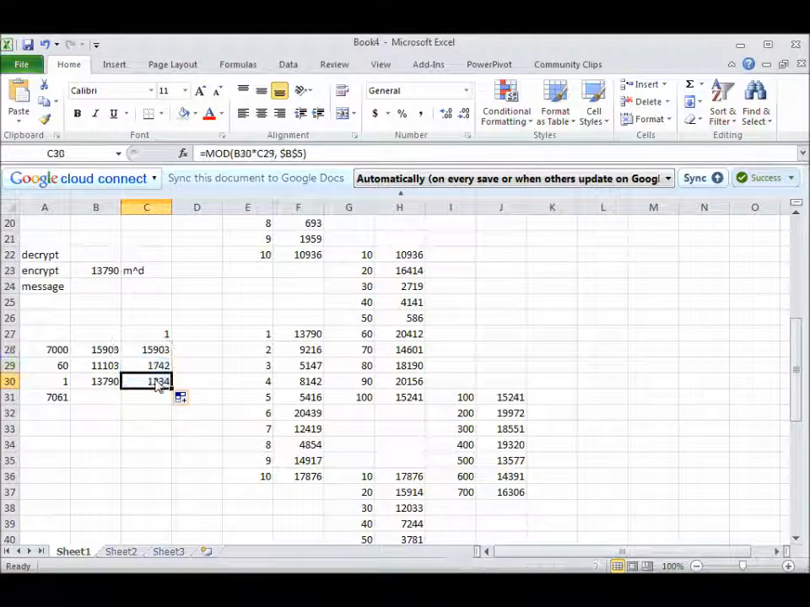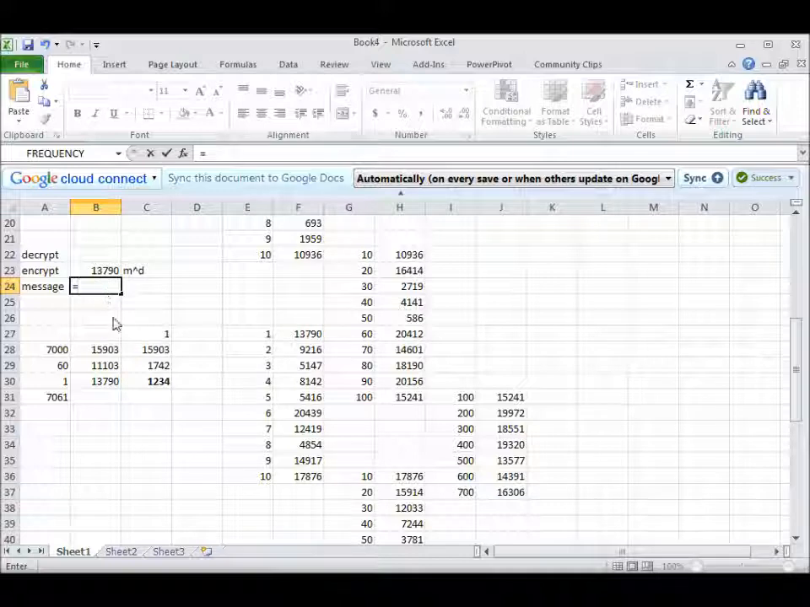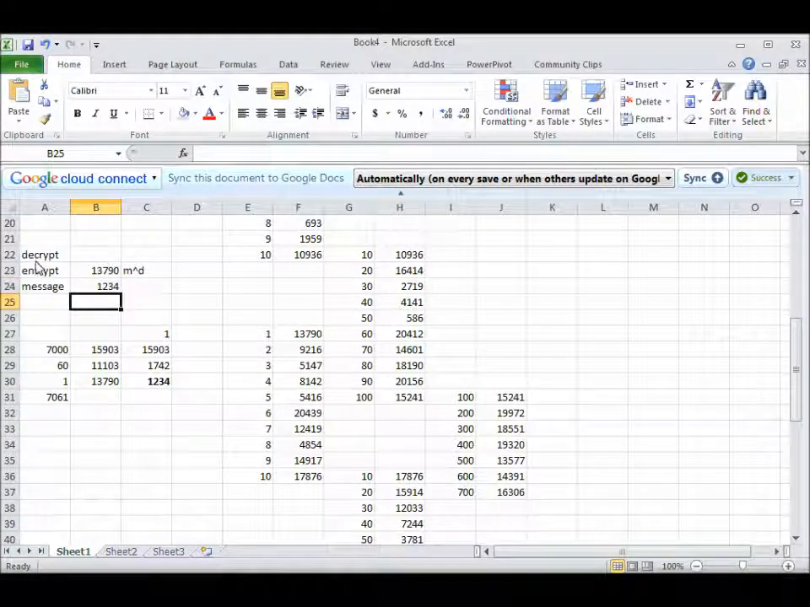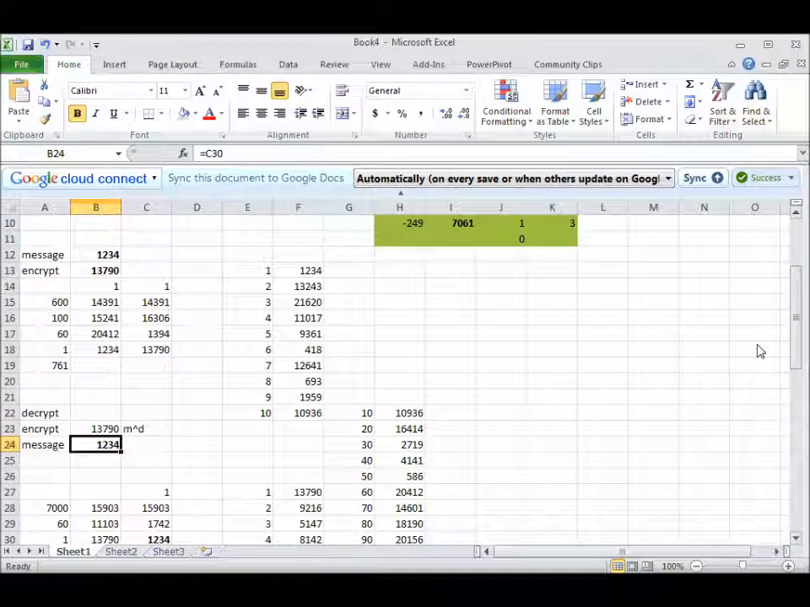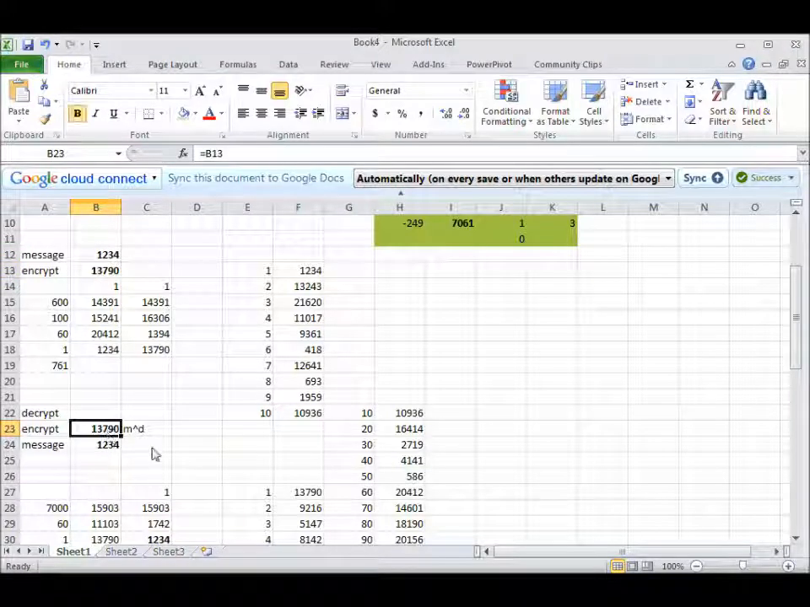Down. Look at that, we get 1, 2, 3, 4 right back here as our answer. Our message is 1, 2, 3, 4, this number right there, bold. So that's a lot. Notice that we've got our message encrypted to 13790, and we decrypt it here.